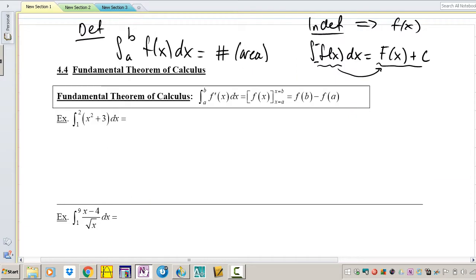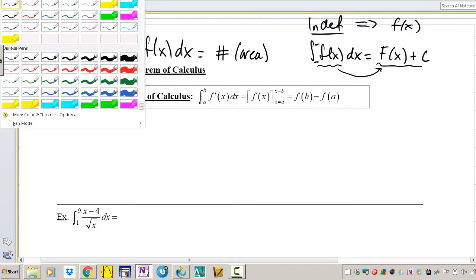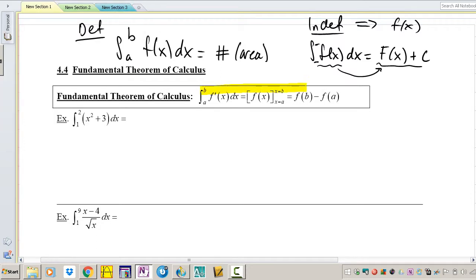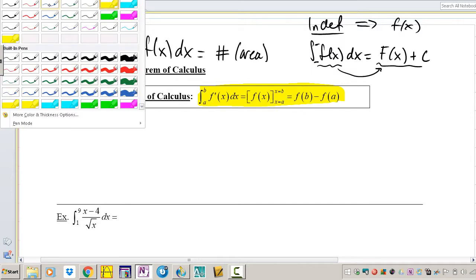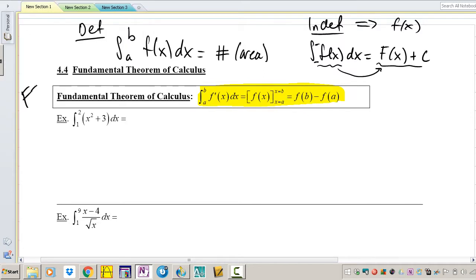Now, here's the question. How do we do it? We use what's called the fundamental theorem of calculus, which will now be referred to as FTC. Make sure that sticks in your head. FTC. The fundamental theorem of calculus says that we can integrate a function, find its antiderivative.